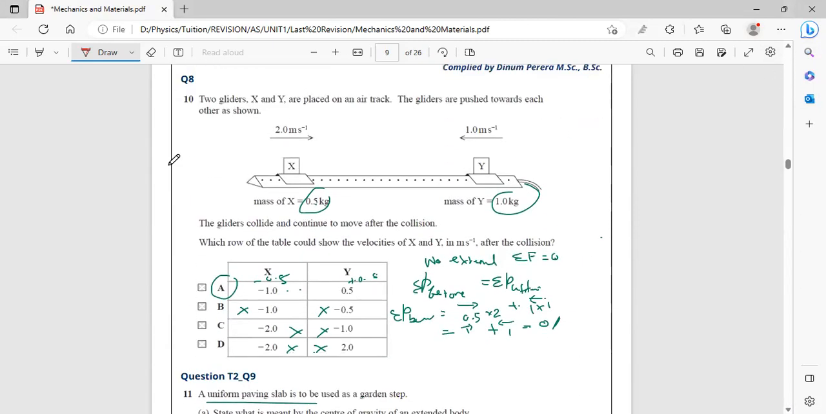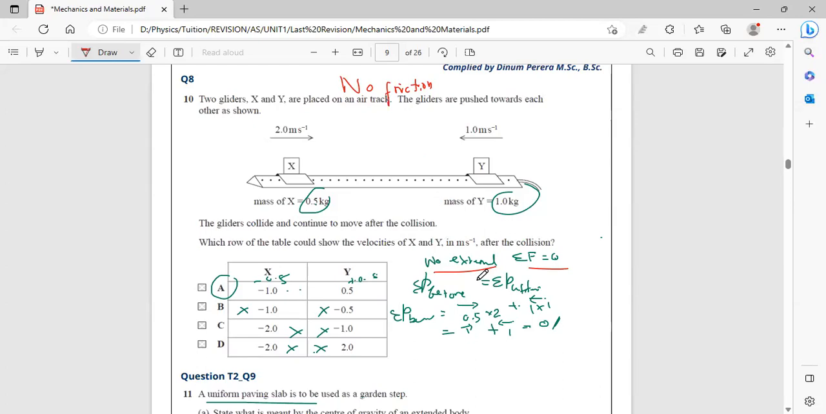Question number 8. Two gliders X and Y are placed on an air track. The gliders are pushed towards each other. If it is an air track, there is no friction. If there is no friction, there is no external force. If there is no external force, momentum before collision must be equal to momentum after collision. So, law of conservation of momentum, right?